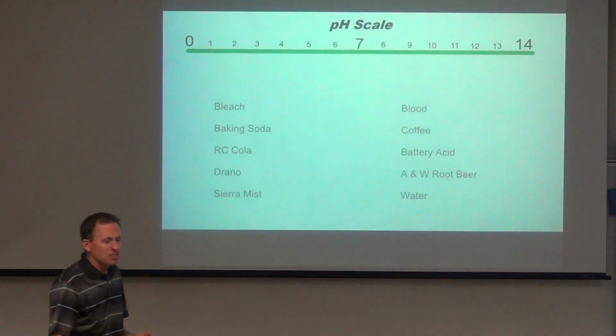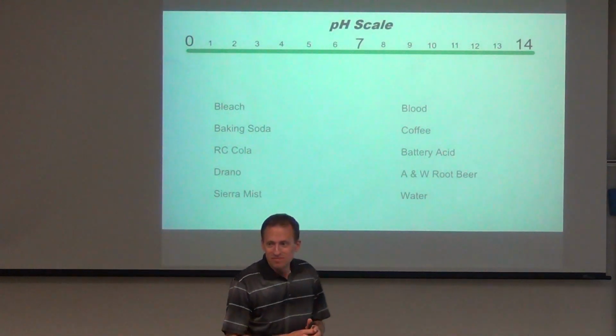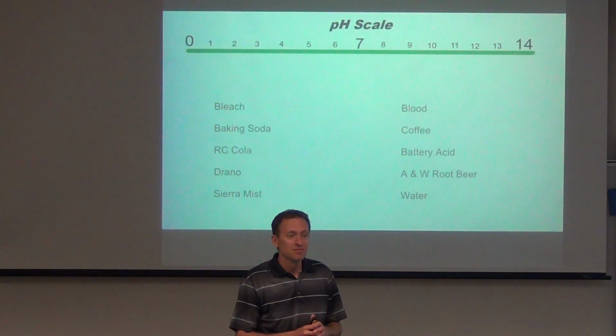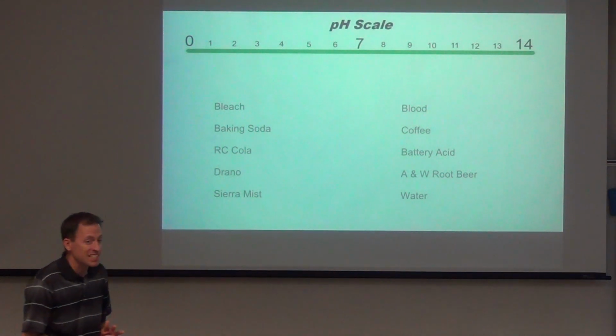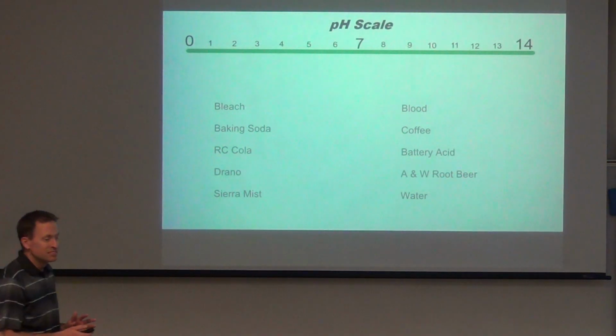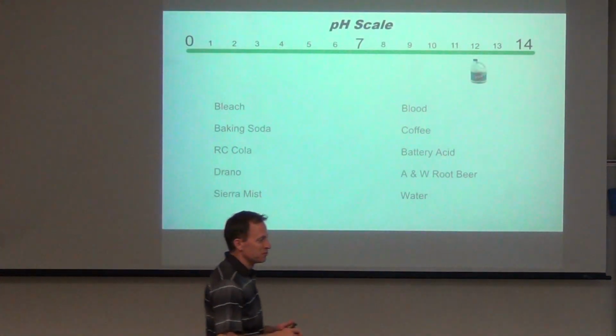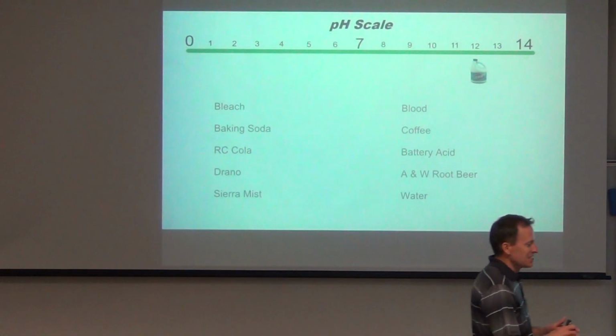Can anybody have a guess of where bleach might go? 14. 14, so at least we're staying on the basic side. That's not correct, but you're in the right vicinity. 12. It would be 12. Winner. So write it on the side.